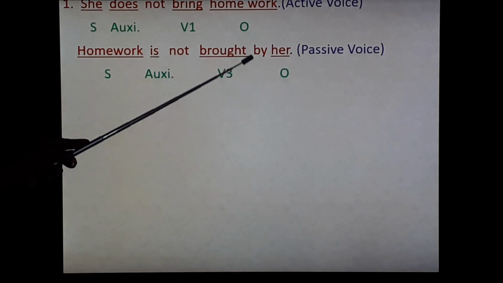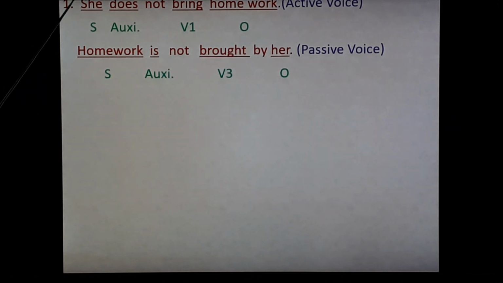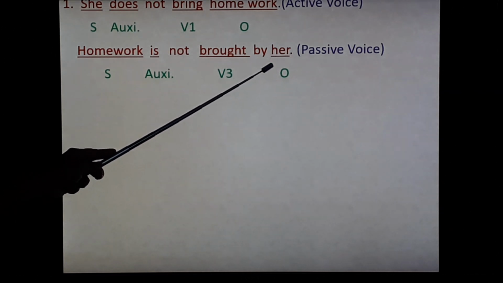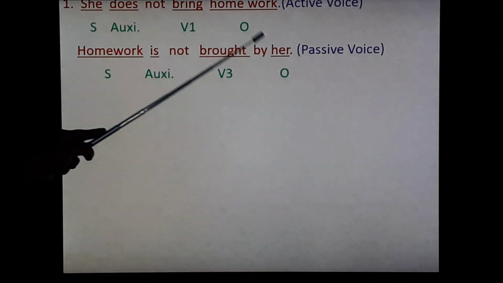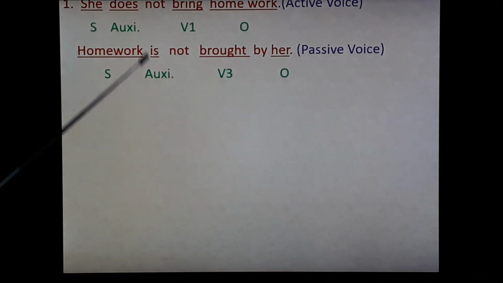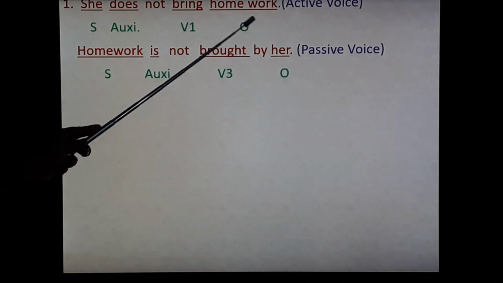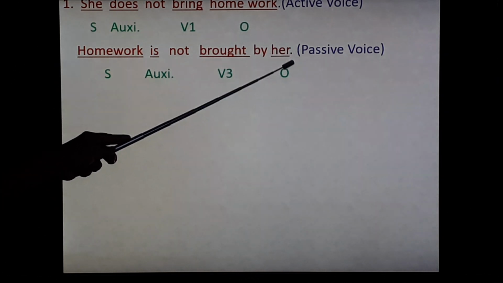Then by. After that, she becomes her in passive. Here she is the subject in active, which becomes an object in passive, and you have to change she into her. So: homework is not brought by her. This is passive voice.